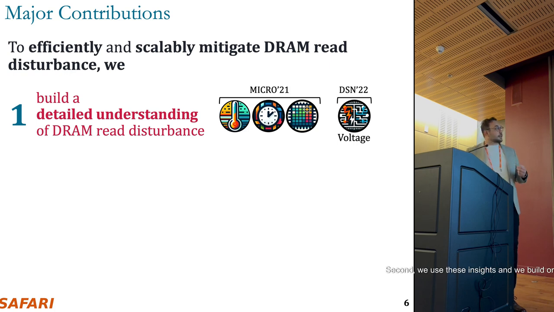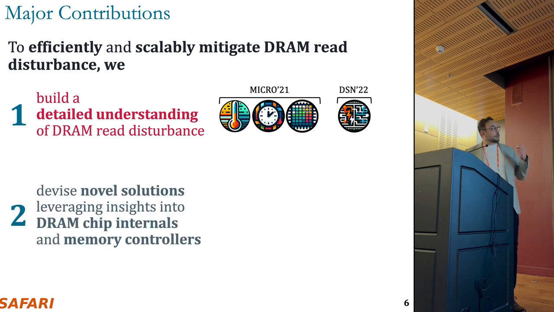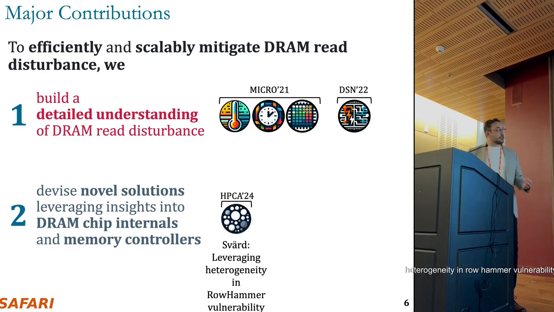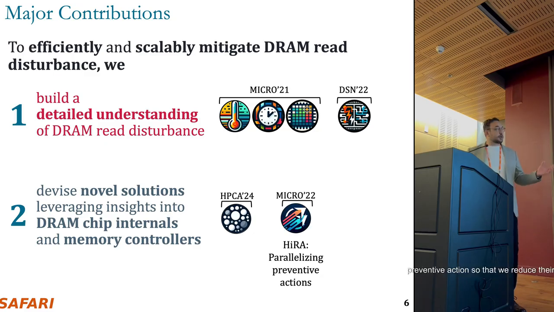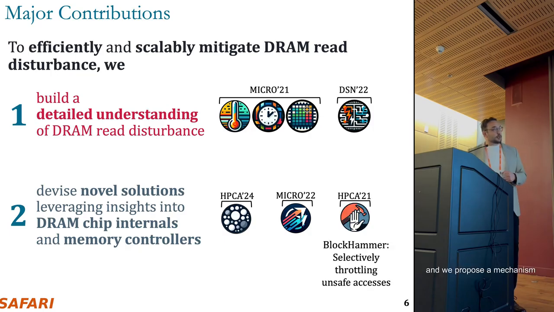Second, we build on these insights to devise novel solutions and leverage insights into DRAM chip internals and memory controllers. To this end, we propose mechanisms that leverage heterogeneity in Rowhammer vulnerability across DRAM cells and rows. We propose methods of parallelizing preventive actions so that we reduce their performance overheads, and we propose a mechanism that selectively throttles unsafe accesses to prevent bit flips. Due to time limitations, I'm just going to talk about two of these topics.